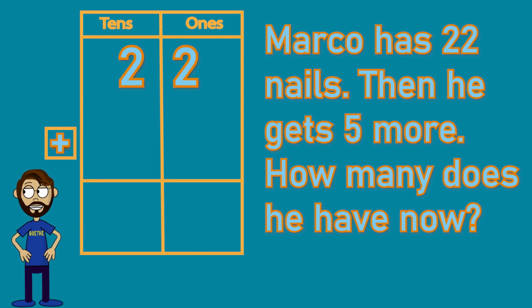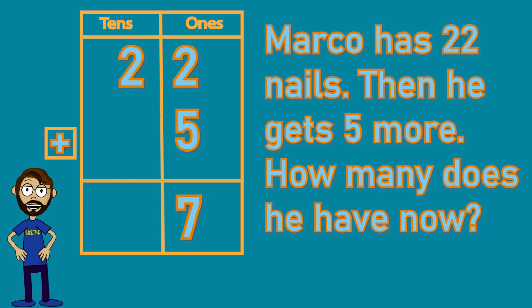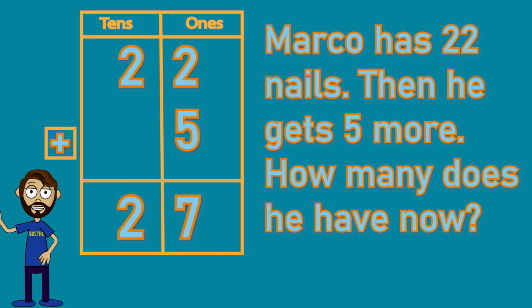So he starts with 22, which is 2 tens and 2 ones. Then he has 5 more ones. So we're going to add 2 and 5, which gives us 2 plus 5 is 7. We're not going to add any tens. So we have 2 tens and 7 ones. 22 plus 5 is 27. Great.